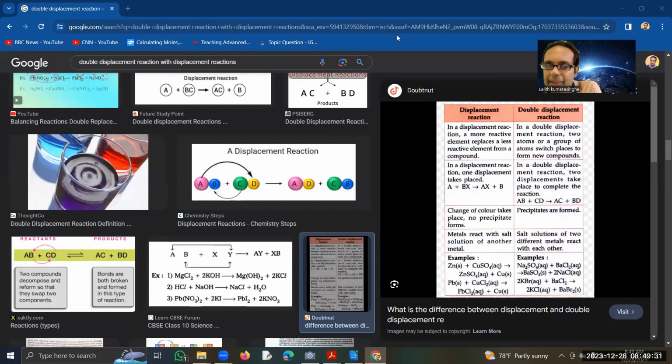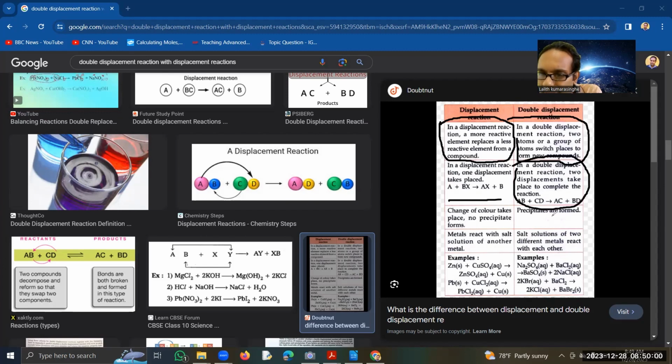So there is a displacement reaction. In a displacement reaction, a more reactive element replaces a less reactive element in a compound. That's normally a metal. So there is only one displacement. In a double displacement reaction, they replace each other. So normally it will form in ionic solutions. Most of the time, the precipitate is formed. Like this, there are some terms we have to be careful about.